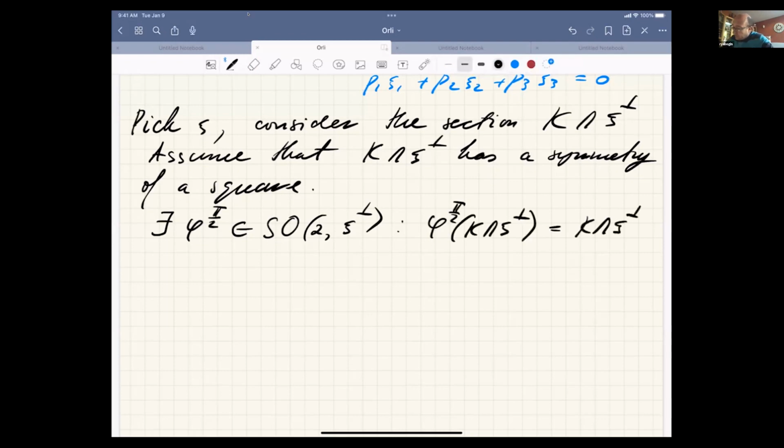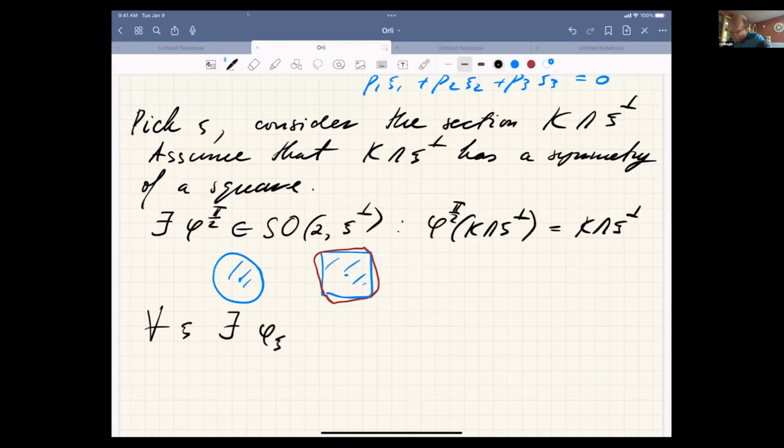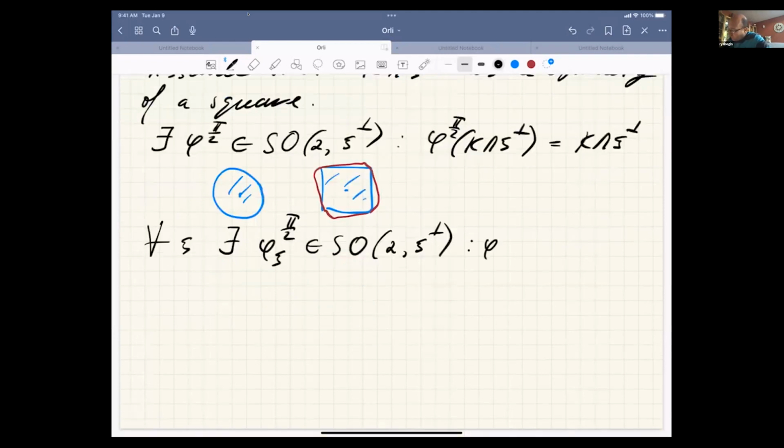So, for example, you could have a disk, or you could have a square. Those are figures, and there are many of those that have this property. I could change the shape a little bit. Okay, so we have this property. Now we assume that for any direction psi there exists this orthogonal transformation, the rotation by pi over 2 in psi perp, such that the above property is true: phi psi of pi over 2 applied to K intersection psi perp is equal to K intersection psi perp.